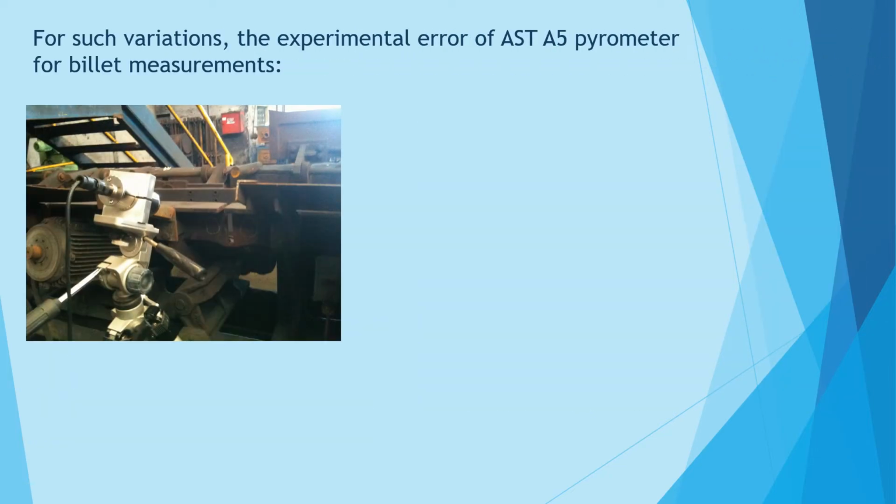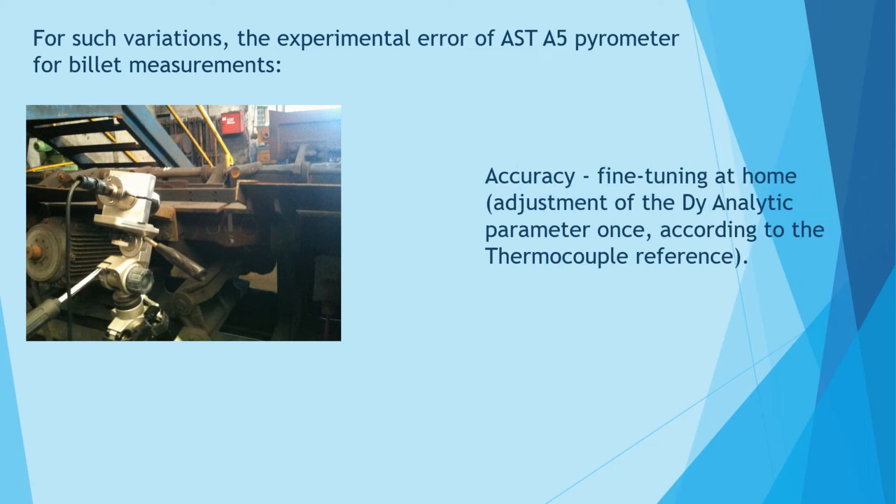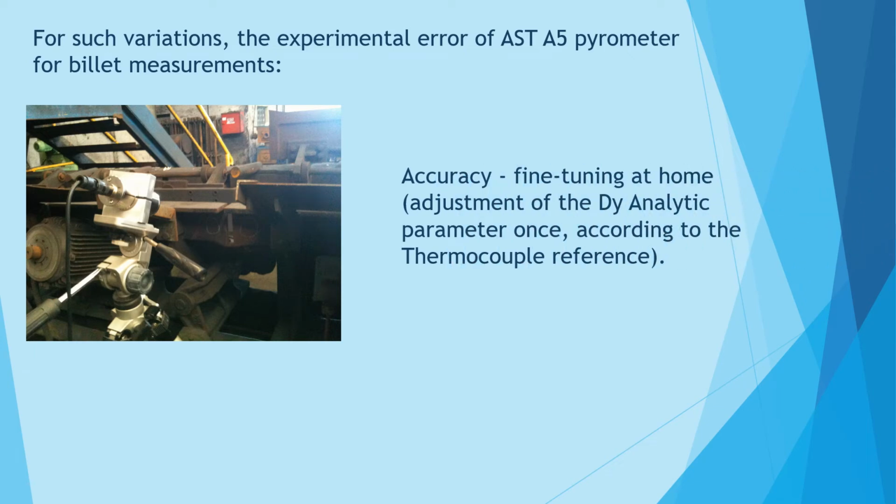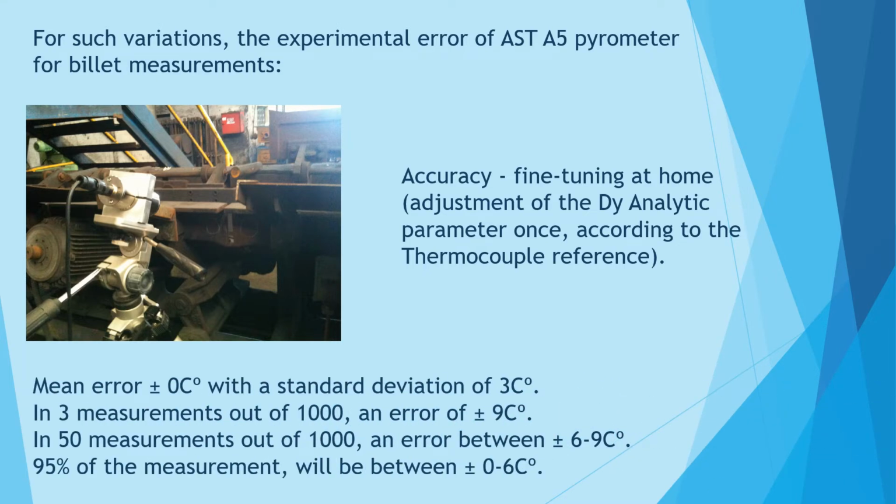For such variations, the experimental error of the AST A5 pyrometer for billet measurements is as follows. Accuracy fine-tuning at home: adjustment of the dianalytic parameter once, according to the thermocouple reference. Mean error plus minus 0 degrees Celsius with a standard deviation of 3 degrees Celsius.